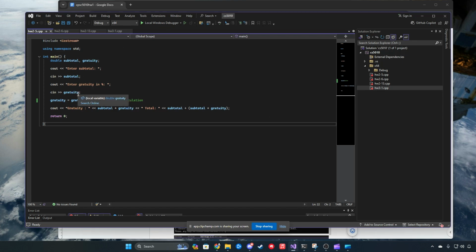So, for our first assignment, which is 2.5, we were told to build a simple calculator that would prompt the user to enter both a subtotal and a gratuity amount in percentage. And using these values, it would calculate the gratuity here, which is subtotal times gratuity, and also the overall amount, which would use this value here, and also add that to the overall subtotal.